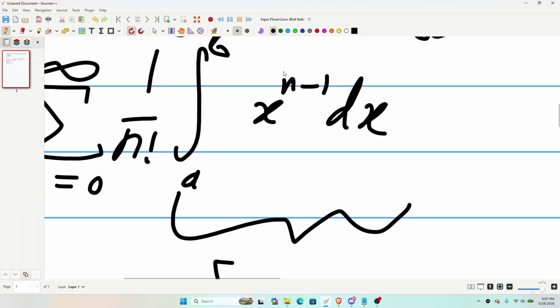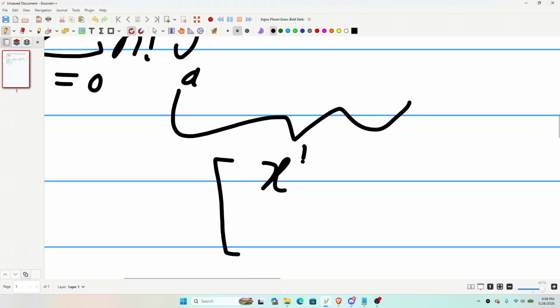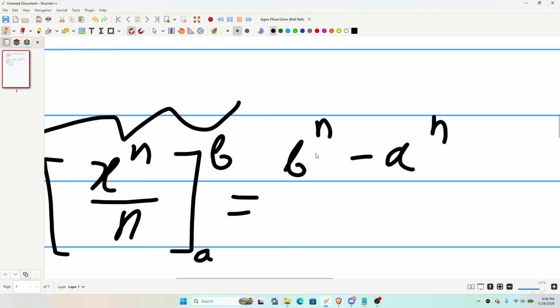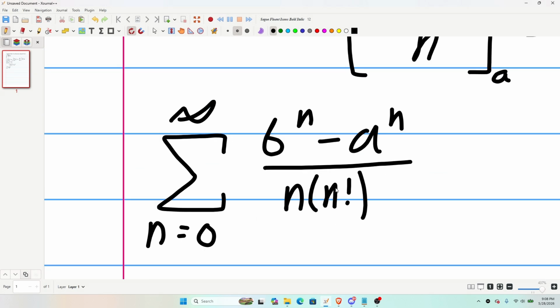So it's x to the n minus 1 plus 1 over n minus 1 plus 1, and because the 1's cancel out, it becomes x to the n over n evaluated from a to b, which is b to the n minus a to the n over n. Now it gives us the sum from n equals 0 to infinity of b to the n minus a to the n over n times n factorial.